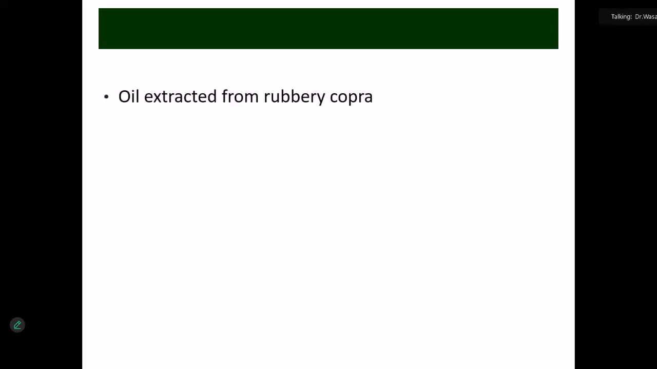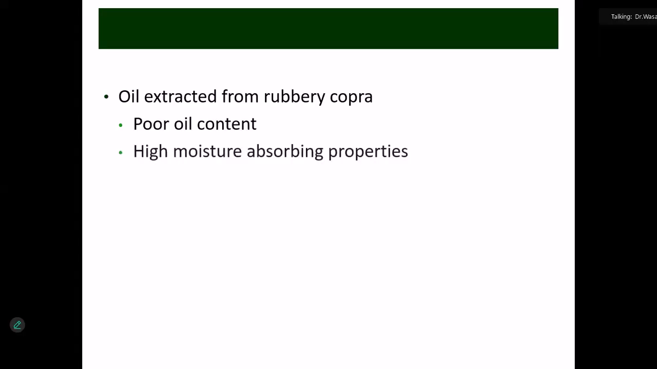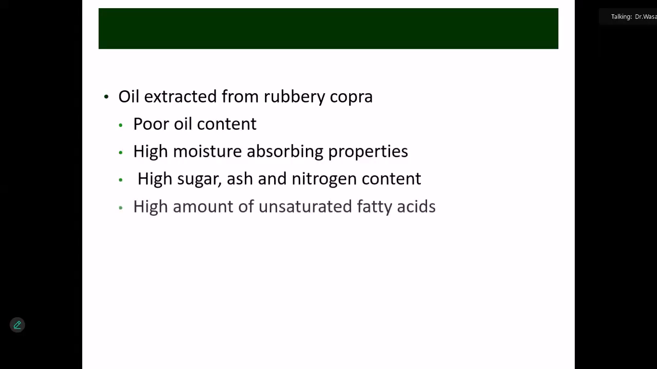What's the problem here? Oil extracted from rubbery copra. Poor oil content, less oil content, then high moisture, high sugar, nitrogen, fatty acid is high, you can't keep it for a long time. Second problem, case hardening.